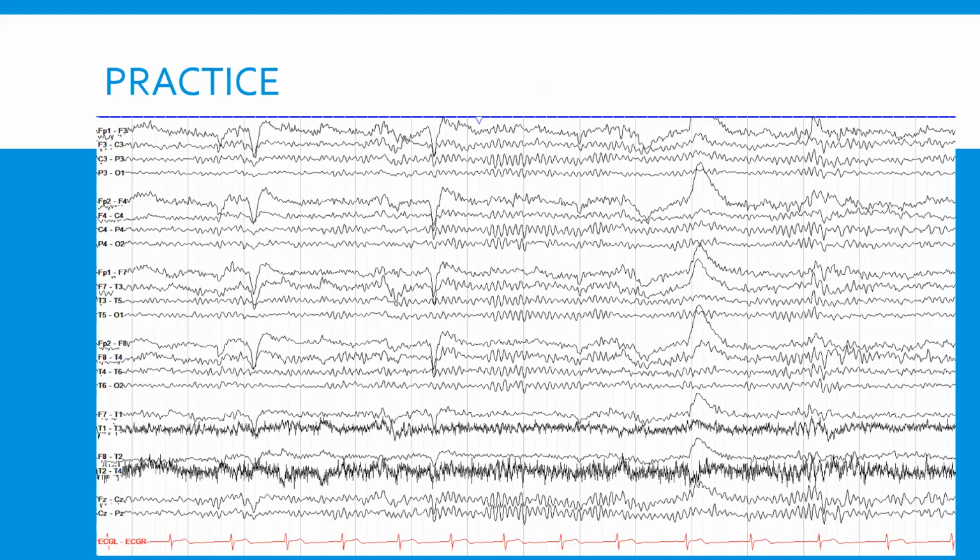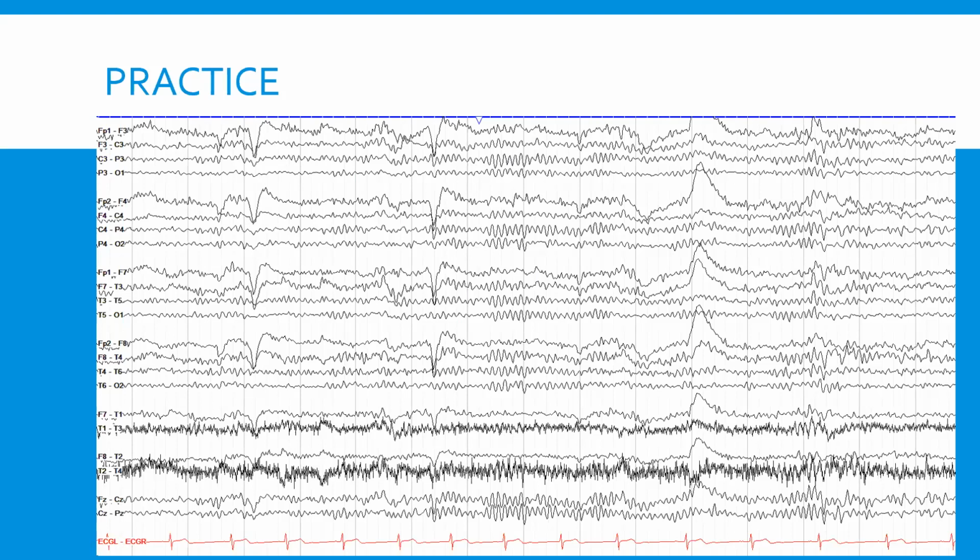Okay, let's see what everyone said. Sylvia Lynn said awake. Yep, absolutely agree. So this is awake. You can see the eye blinks, and this is a muscle artifact, and you can see the nice 9 Hz posterior rhythm. This is the alpha rhythm. So this is an awake EEG. All right, great job, guys.